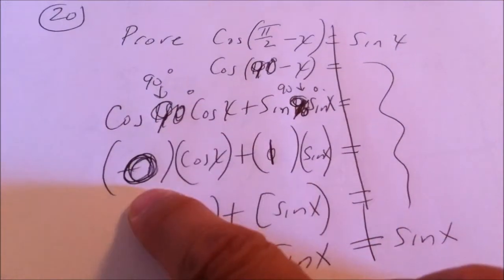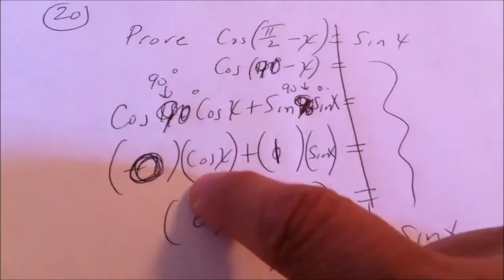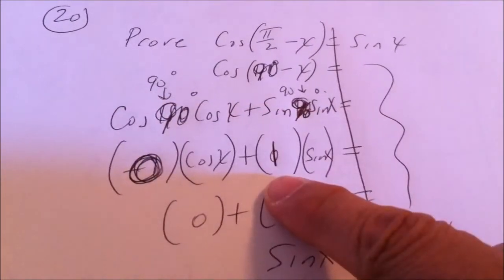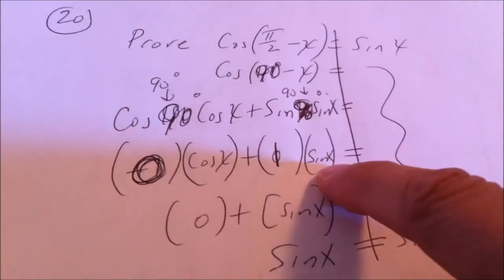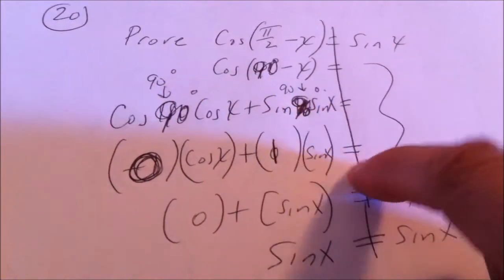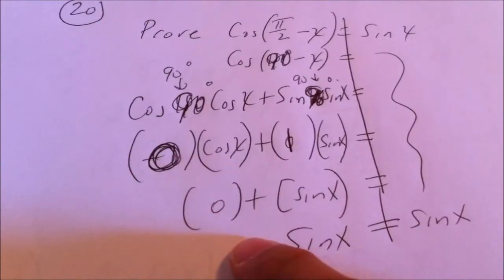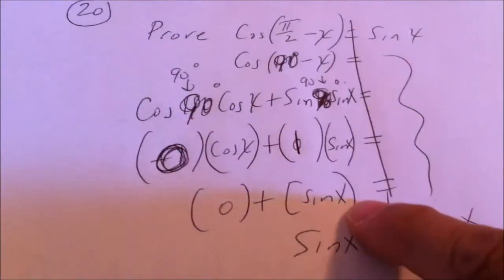The cosine of 90 is 0. The cosine of x is just cosine of x. Bring down the plus. The sine of 90 is 1. The sine of x is just sine of x. Again, bring down the equal sign every time there's a new line in the proof. Anything times 0 is 0. Anything times 1 is itself.